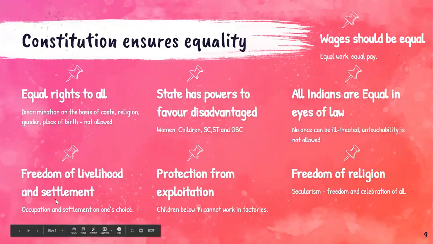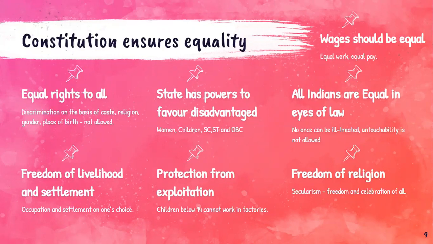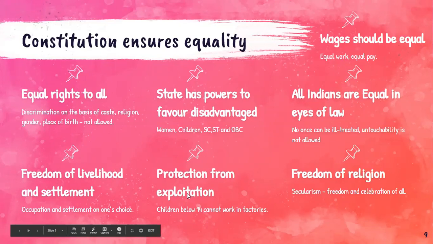Next is freedom of livelihood and settlement. You can go and live in any part of India. You can take a job in any part of India, right? You have the freedom of livelihood and to settle anywhere in India as long as you're an Indian. Then you have protection from exploitation. Children below 14 cannot be found working in factories, right? Similarly, a lot of other protective measures have been put in place for other sections of the society. So people cannot be exploited, right?